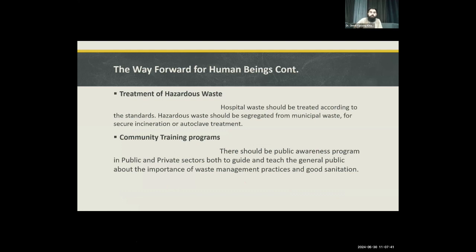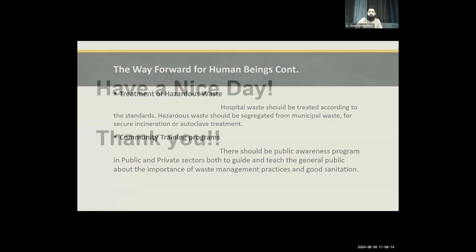Then treatment of hazardous waste, and there should be community training programs for the training of all the individuals related with the waste management practices. So basically, hazardous waste should be treated before putting it out into the open environment, such as hospital waste, laboratory waste, and industrial waste. And then there should be continuous community training programs in our communities, where we keep on training the individuals about good sanitation and waste management practices. Next slide, please. I think we are about to end our class.